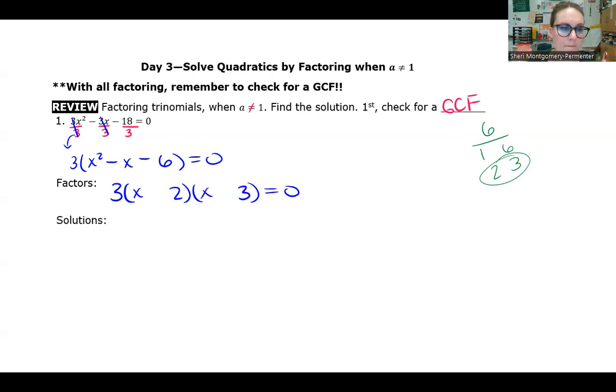I have to look at the bigger number. That bigger number, sorry, the middle number is negative. That means the bigger number has to be negative. So which one's bigger, 2 or 3? 3. So that 3 has to be negative. So if I have 3, would I add or subtract 2? Well, think about it. Don't just blurt out answers.